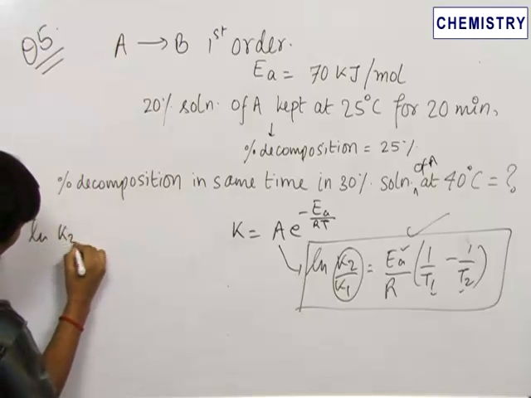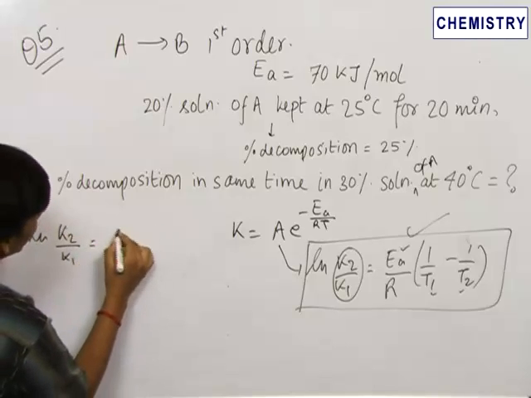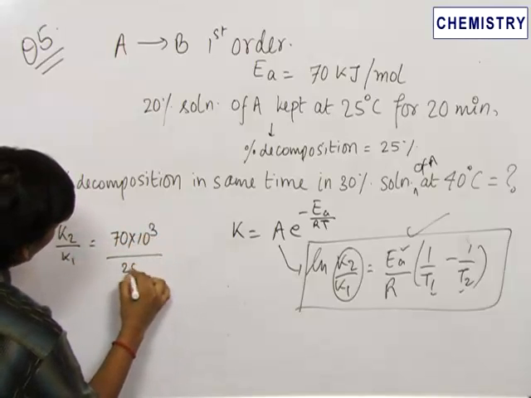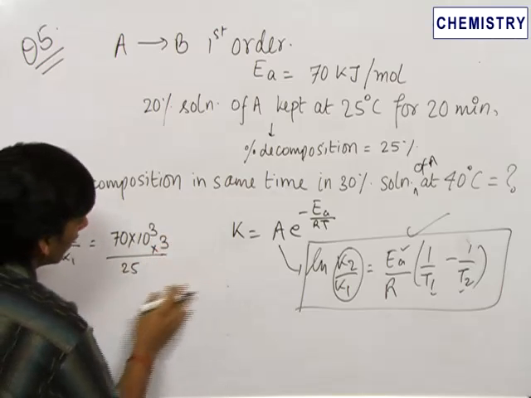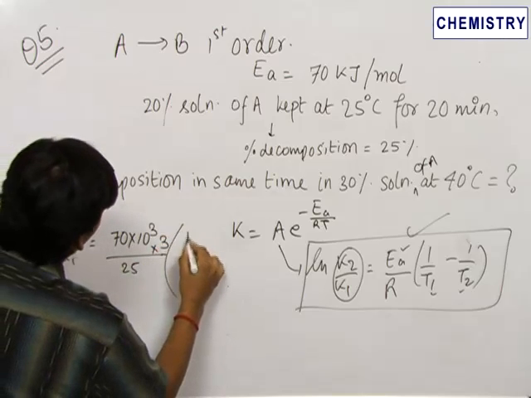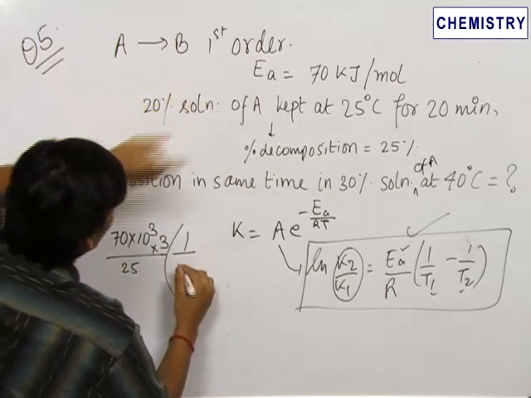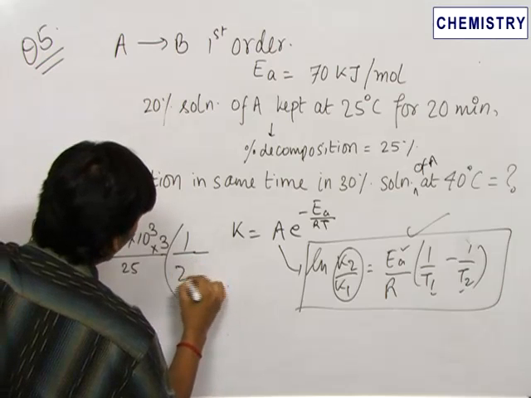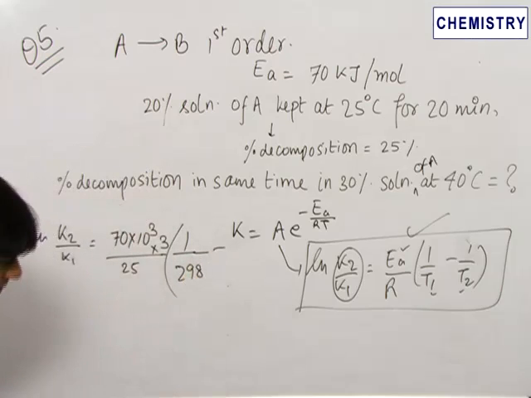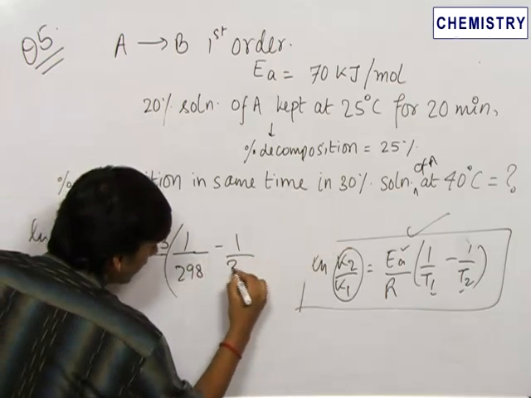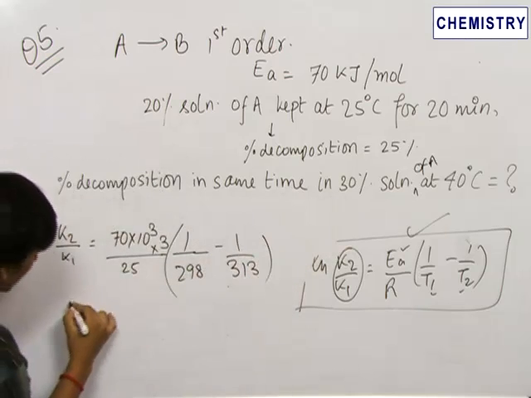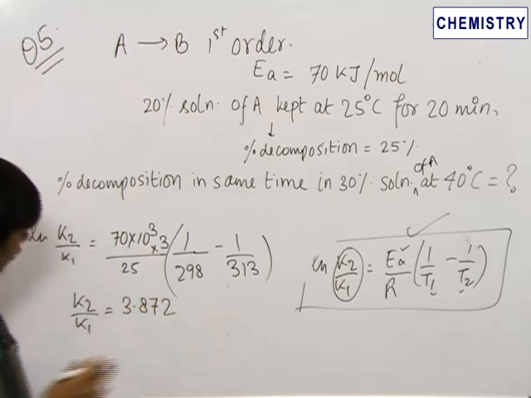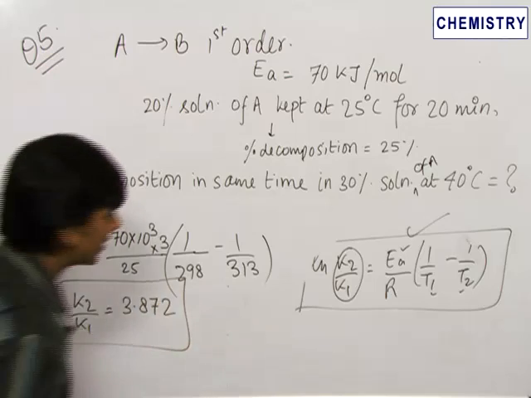Therefore ln K2 upon K1 is equal to activation energy, that is 70 into 10 raised to power 3 upon R, that is 25 upon 3, into 1 upon T1 minus 1 upon T2. T1 was 25 degrees Celsius, therefore we will write that in kelvins. That becomes equal to 1 upon 298 minus 1 upon 313. On solving this, we get the ratio K2 upon K1 to be equal to 3.872. Therefore we remember this now.